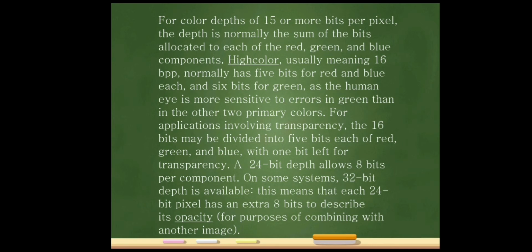colors. So for applications involving transparency, the 16 bits may be divided into 5 bits each of red, green, and blue, with 1 bit left for transparency. A 24-bit depth allows 8 bits per component. On some systems, 32-bit depth is available, which means that each 24-bit pixel has an extra 8 bits to describe its opacity. Opacity is used for purposes of combining with another image.